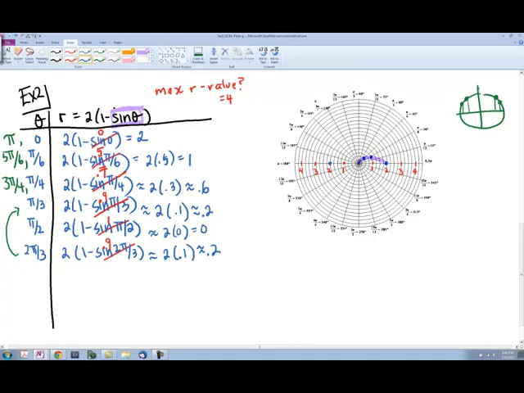So I've got a 2 here, and then a 1, and then a 0.6, and then a 0.2, which is way small. So I get this little shape here, which kind of almost looks like a little bird flying.